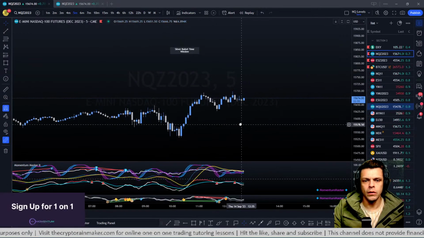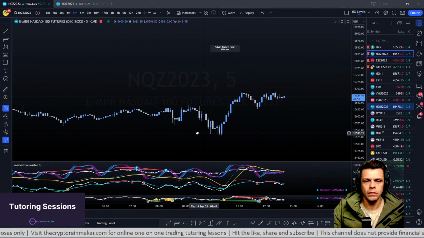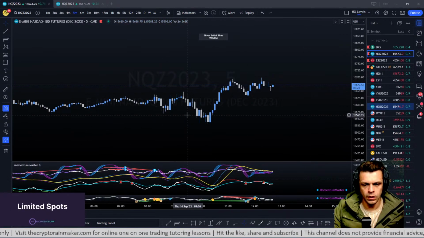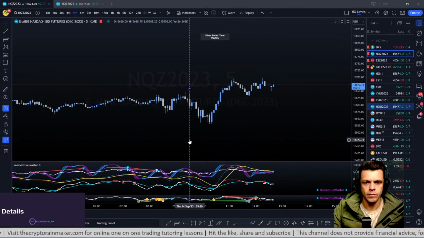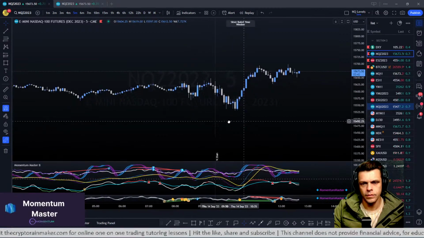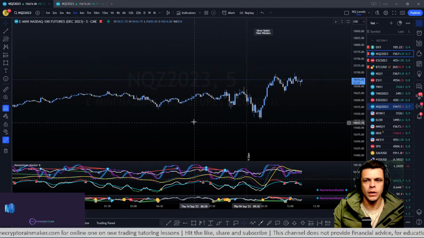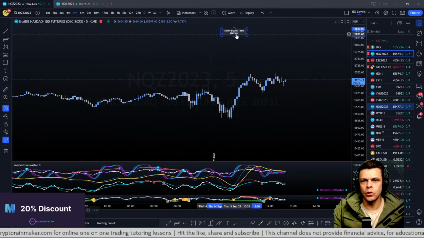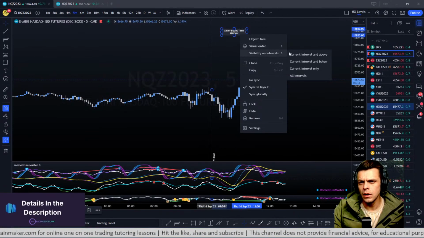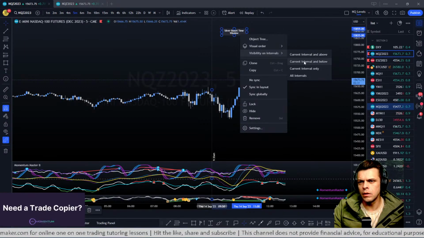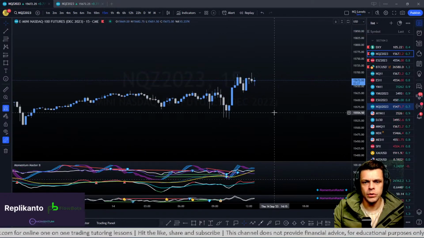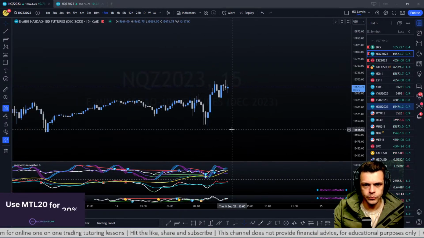All right, so the New York open, 9:30, is very important for this strategy. So I'm going to mark it right here, 9:30. Okay, so that is the open. Now that we have that marked off, I'm just going to set the visibility so we only see it on these lower time frames, so current interval and below. Otherwise, when we go to the higher time frames, it's going to look a little messy.